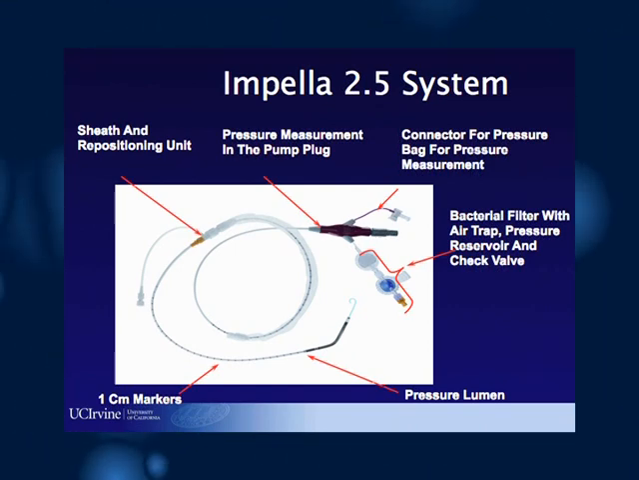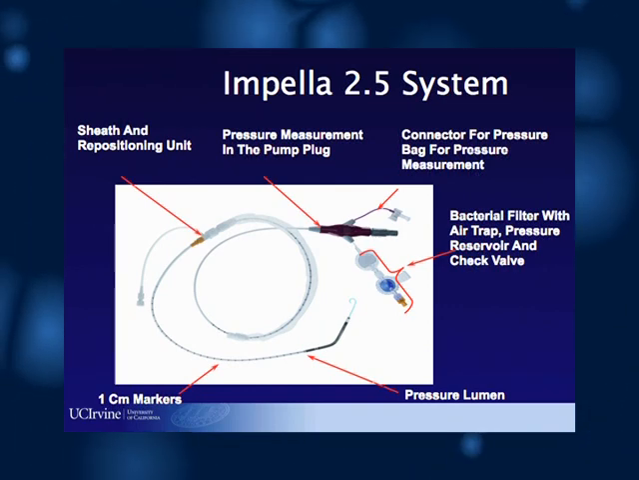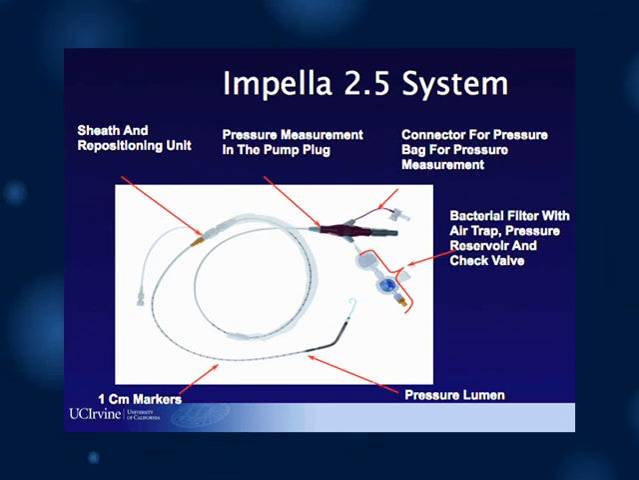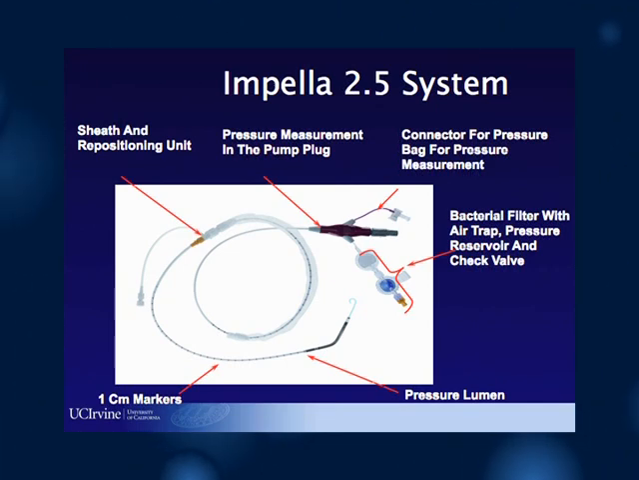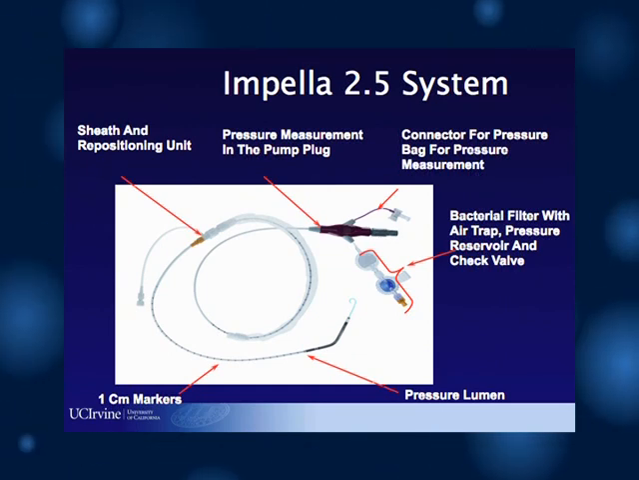It has a pressure measurement in the pump plug. The connector for pressure bag and perfusion is also indicated, and there is a bacterial filter, air trap, and pressure reservoir at the end of the catheter. The catheter has 1 centimeter markers for positioning the motor drive across the aortic valve.